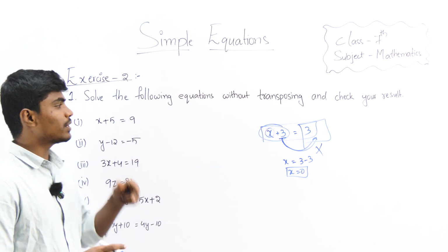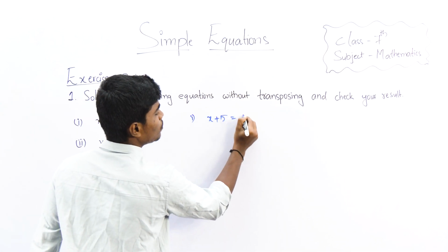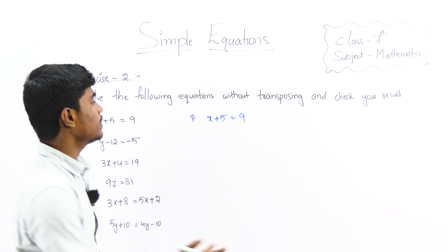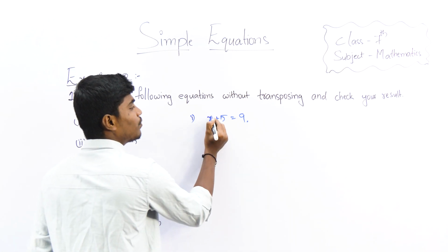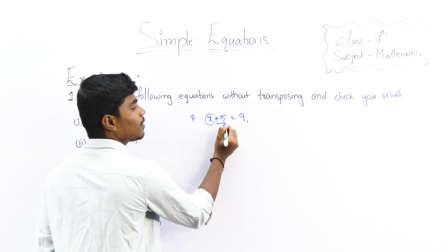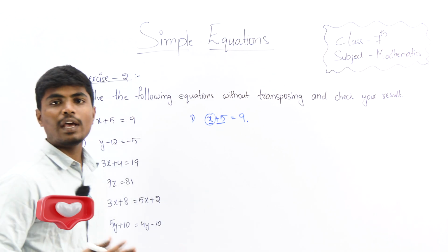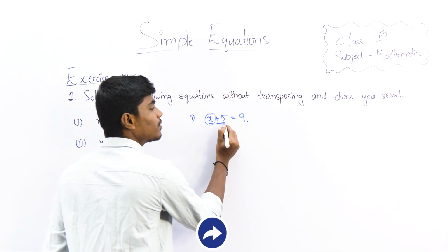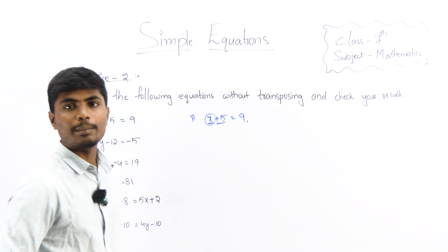Let's go for the first one. First one, x plus 5 is equal to 9. This is the equation he gave. Here we have to find the x value. What is the extra here? We have plus 5. We have to get only x. So what do we have to do? We have to subtract 5 from the left-hand side so that only x remains.